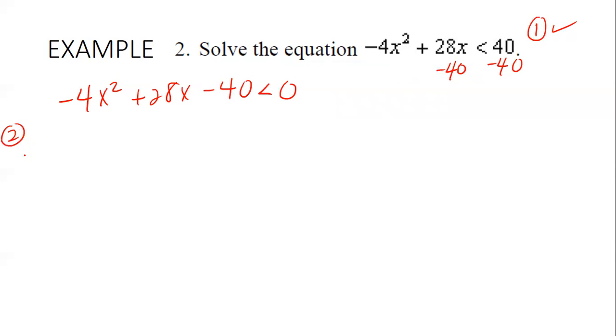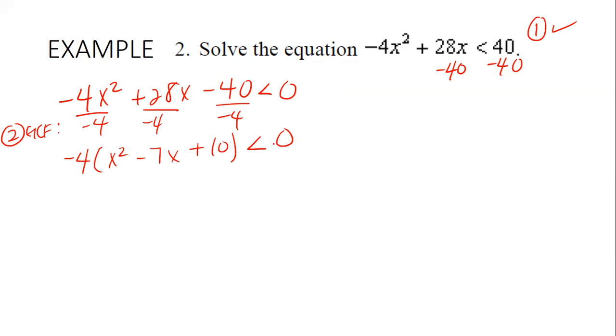Step two is to factor till you can't factor no more. So first I'm going to check, is there a GCF? Yes. What is my GCF? Negative 4. Because my leading term is negative. So we are left with x squared minus 7x plus 10 is less than 0. Is this fully factored?